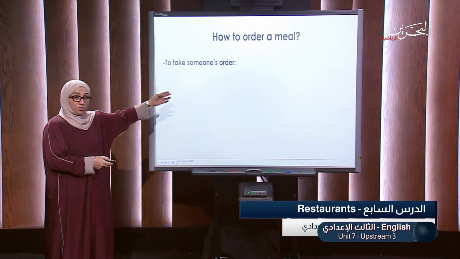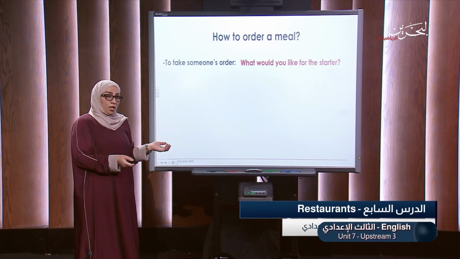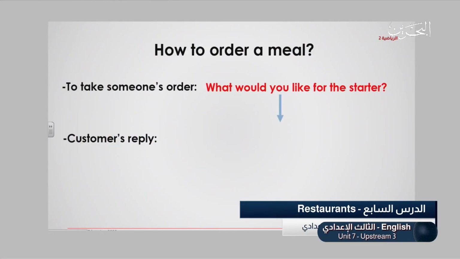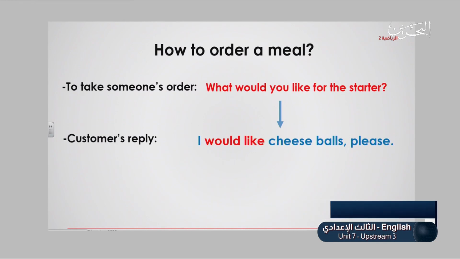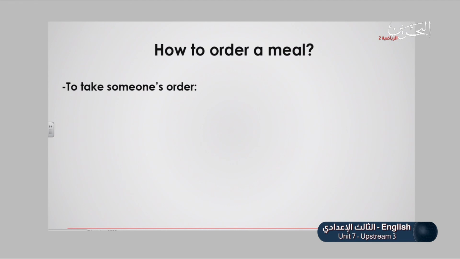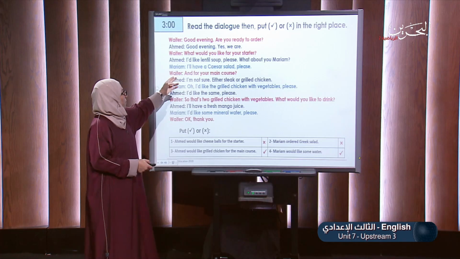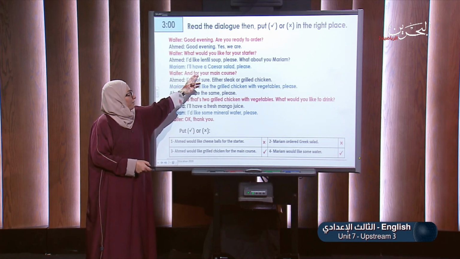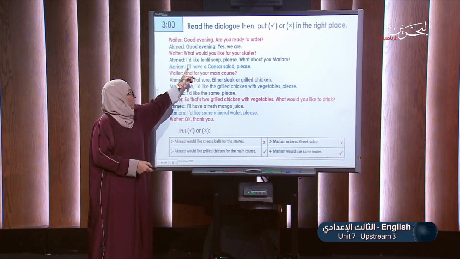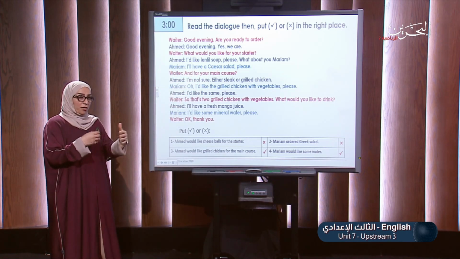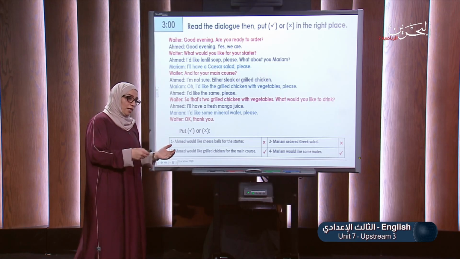To take someone's order: what would you like for the starter? For example, the customer will reply, I would like cheese balls, please. And also, I can say, I'd like. As I showed you before in the previous dialogue, we have other examples. For example, I'll have a Caesar salad. This is the abbreviation of I will have. This dialogue is a kind of example of the conversation between a waiter and the customer.